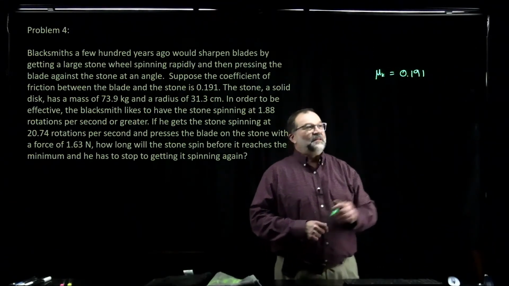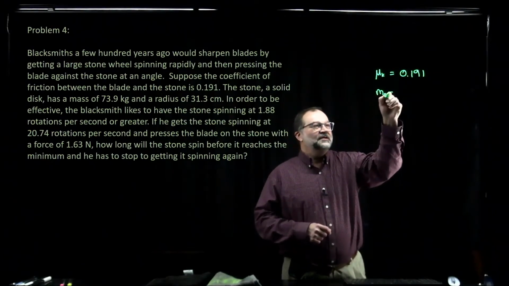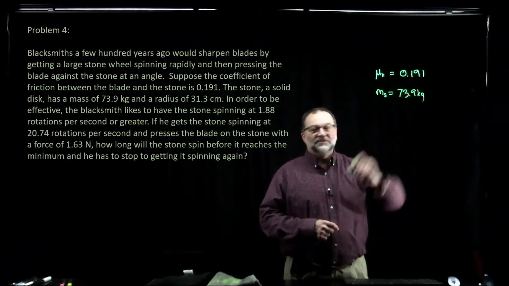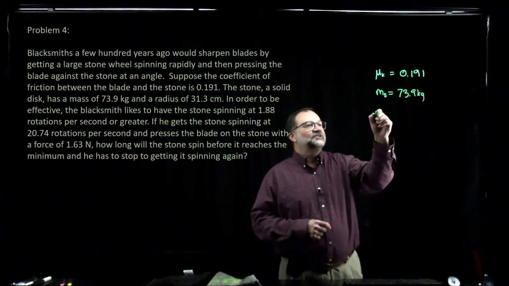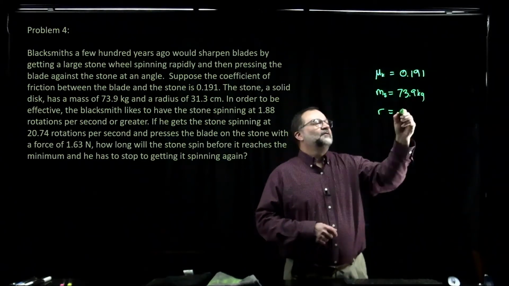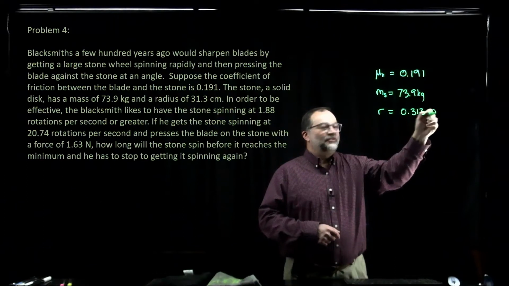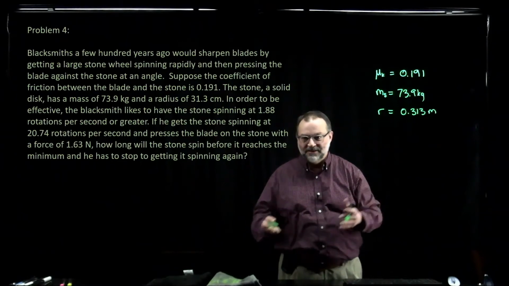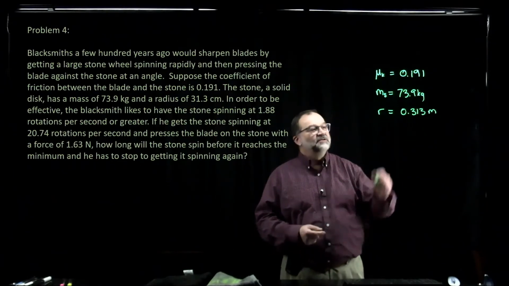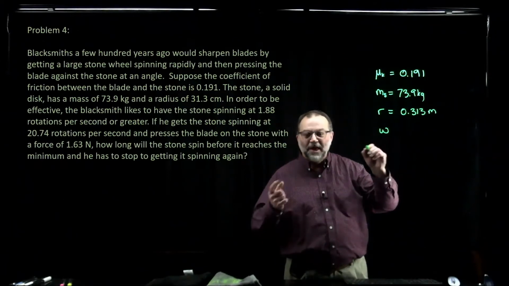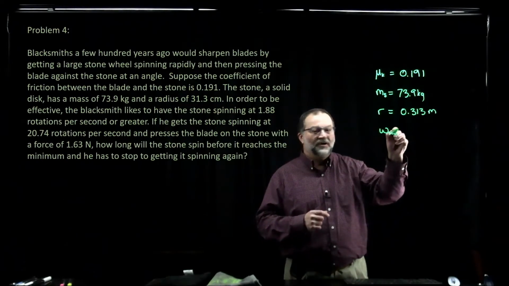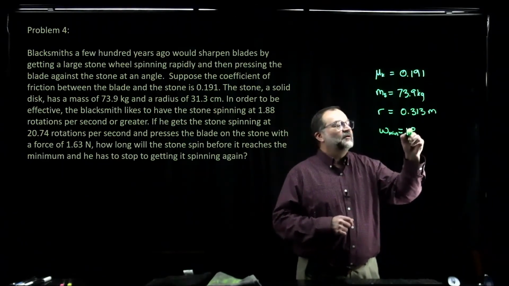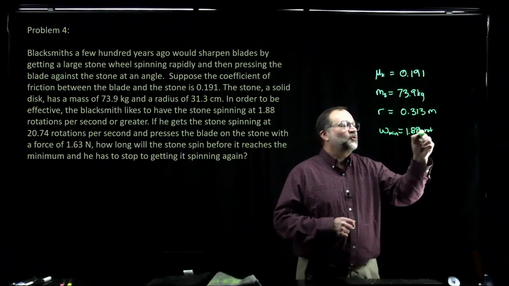All right, we know the mass of the stone is 73.9 kilos. We know the radius of the stone. I'm just going to go ahead and convert. 0.313 meters is the radius of the stone. Okay, so we know that we have a minimum that we want to be at, right, of 1.88 rotations per second. Okay, rotations per second.